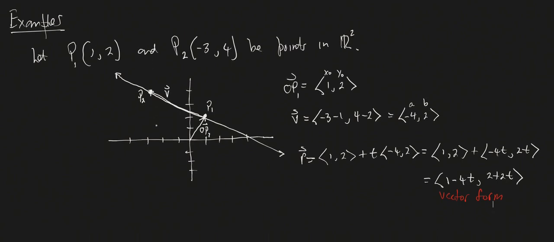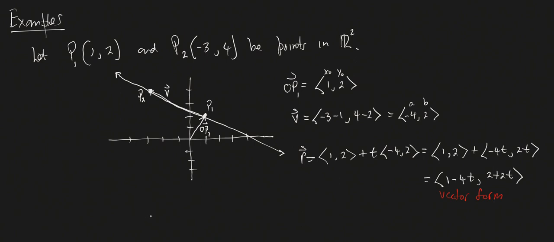Then the parametric form, pretty easy. Just simply state what the x component is. The x component is 1 minus 4t. The y component is 2 plus 2t. And again, this is now the parametric form. And then as long as each of these coefficients of t is non-zero, I can solve for t, and then I can get the symmetric form of the line.